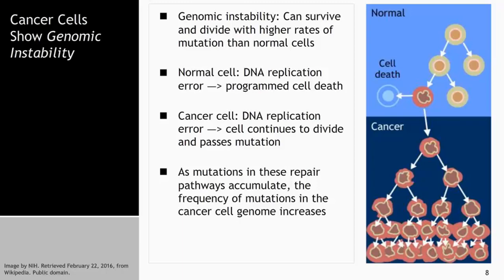Over time, these mutations in these repair pathways will accumulate since cells never undergo that programmed cell death, and the frequency of mutation in the cancer cell genome increases. This increase in mutation rate leads to tumor cell heterogeneity and is one of the reasons why cancer patients become resistant to treatment. This brings us to the end of our lecture. I hope this gave you a good understanding of the basics of genetics in order to better understand the rest of this lecture series, An Introduction to Cancer Biology.